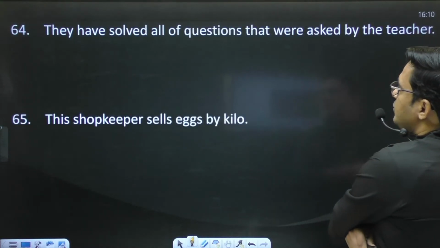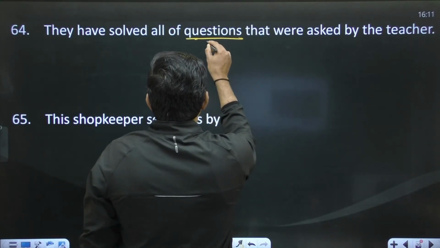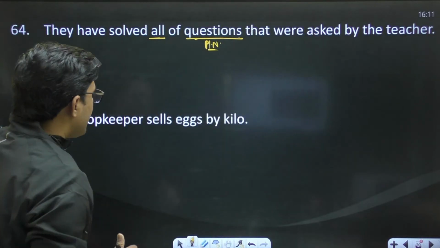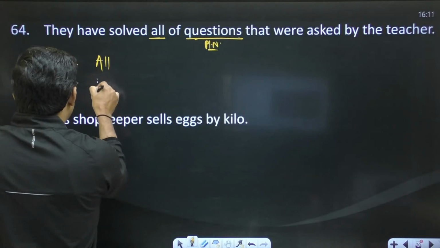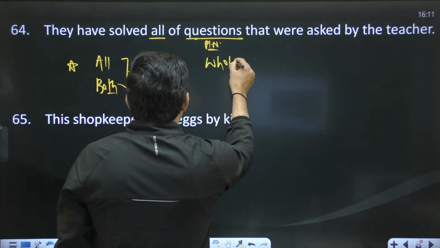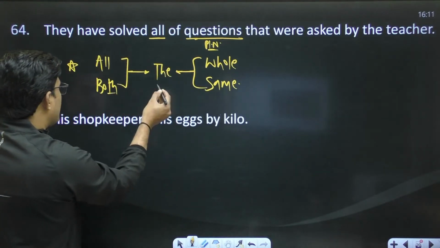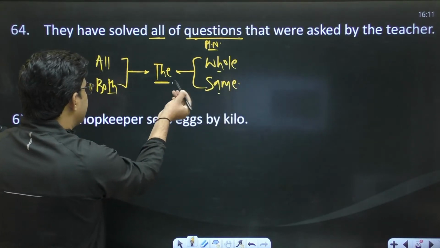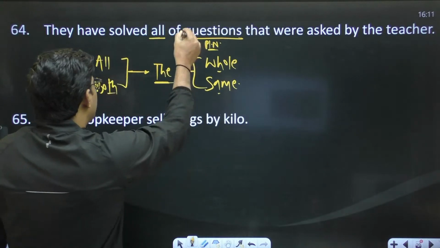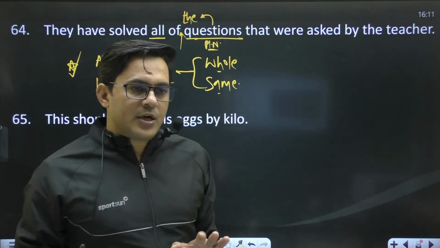They have solved all of questions that were asked by the teacher. Okay, here we have a noun, questions. This is the plural noun, and because of the determiner all, we demand a plural noun. That were asked by the teacher, that is also okay, right? The concept is, we have some determiners or adjectives like all and both, and other adjectives like whole and same. The article the is used after all and both, and before whole and same, we use the article the. So if you apply this, after all of, we have to use the article the. The sentence will be: they have solved all of the questions that were asked by the teacher. Okay, now the sentence will be fine.